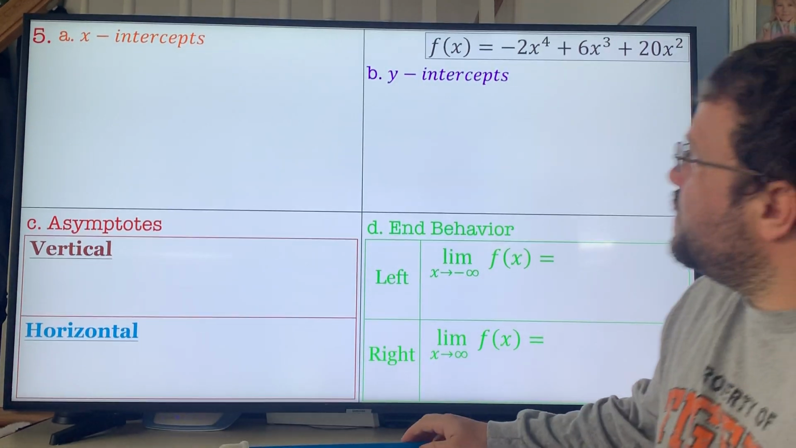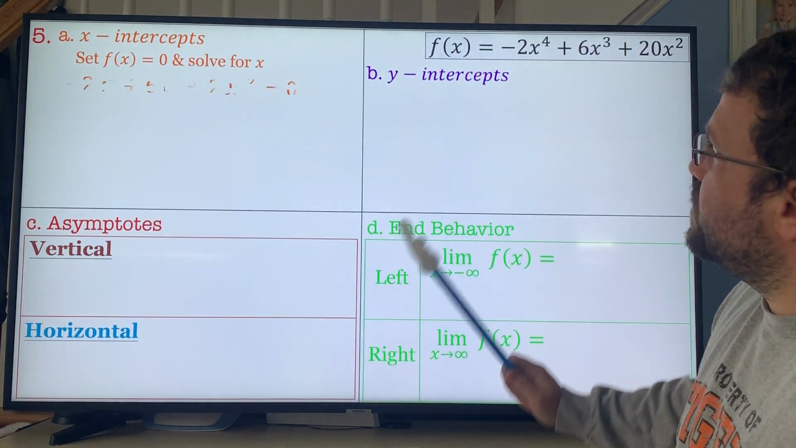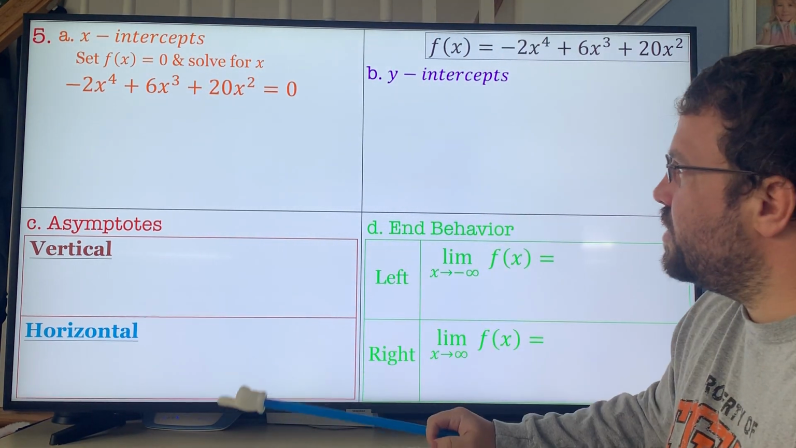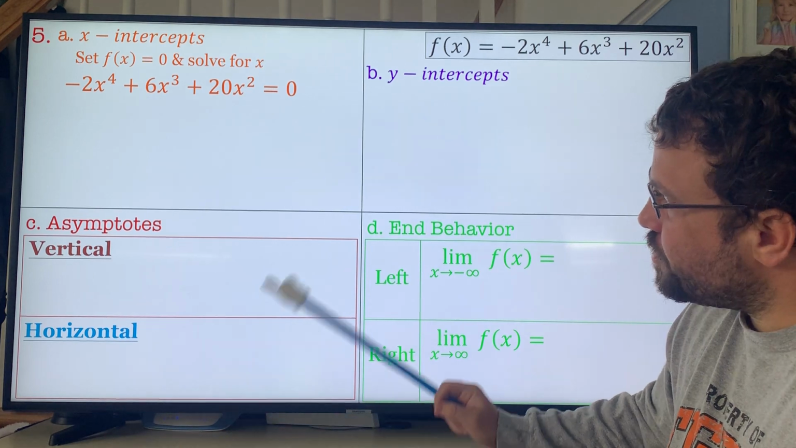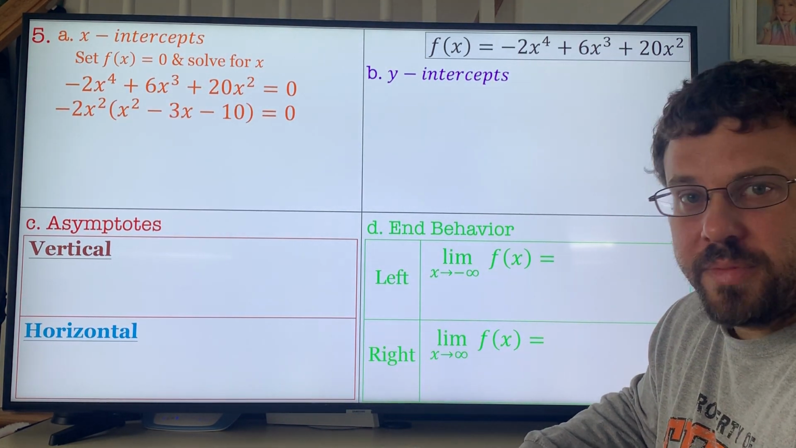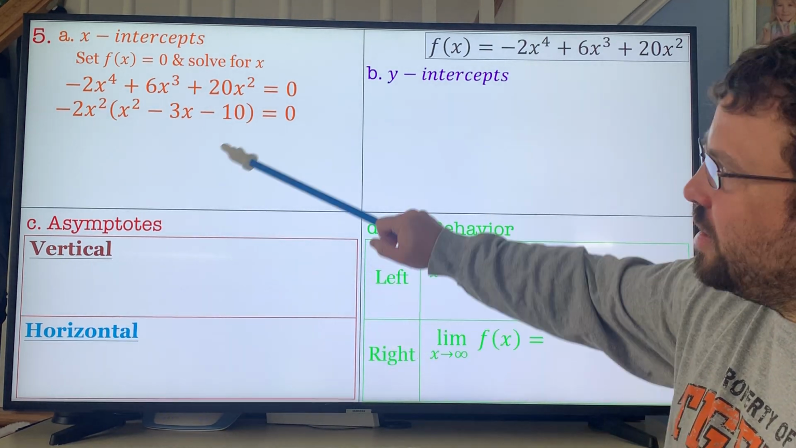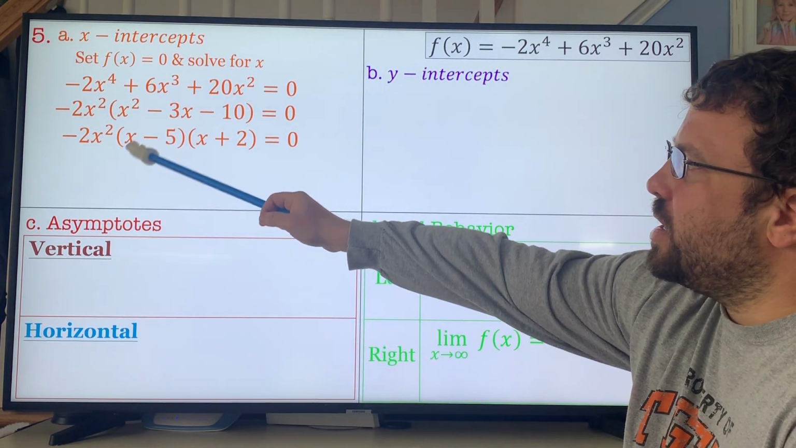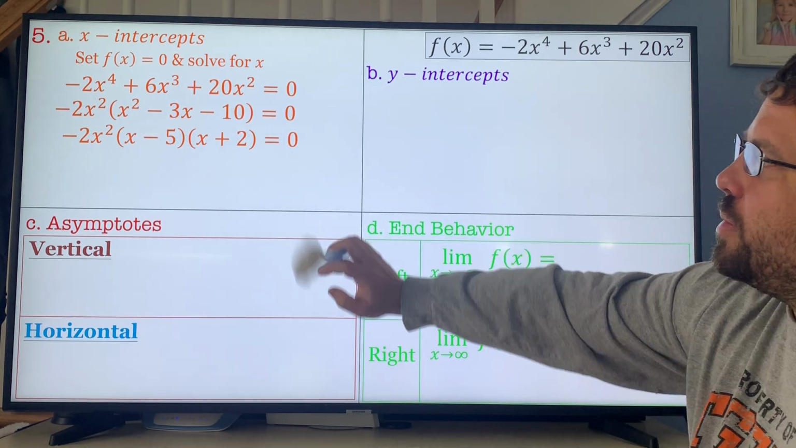All right, let's see how we're doing. Set f of x equal to 0 and solve. Negative 2x to the fourth plus 6x to the third plus 20x squared equals 0. Take out a negative 2x squared. Makes things easier, doesn't it? Factors of the negative 10 that I have there, negative 5 and 2. So negative 2x squared times (x minus 5)(x plus 2).